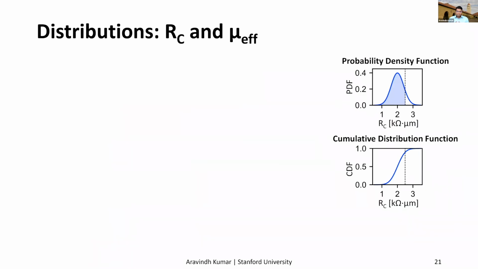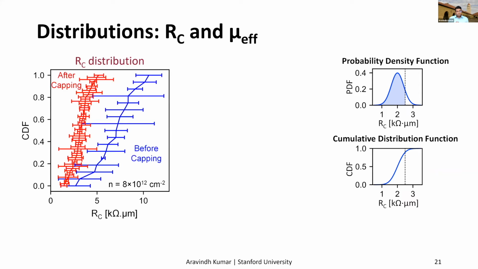So from those ID-VG curves, we extract the contact resistance and mobility and show their distributions here as CDF plots. As a quick primer, the CDF at, let's say, 2.5 kilo micron is just the proportion of devices with their contact resistance less than 2.5 kilo micron. So we are showing the distribution of the contact resistance here. And each data point on this curve corresponds to a single TLM site, and the horizontal error bar corresponds to the standard error of the linear fitting. So we see that capping improves not only the mean contact resistance, but also the variation.